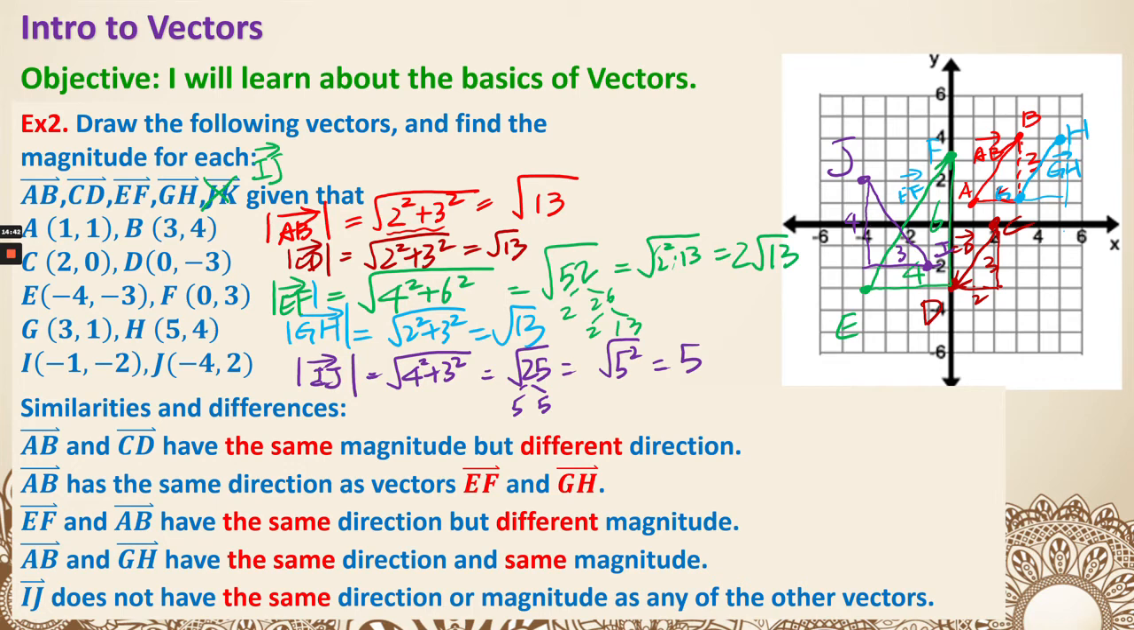AB has the same direction as EF and GH. AB is right here, EF is right here, GH is right there. You can see they are clearly pointing in the same direction.